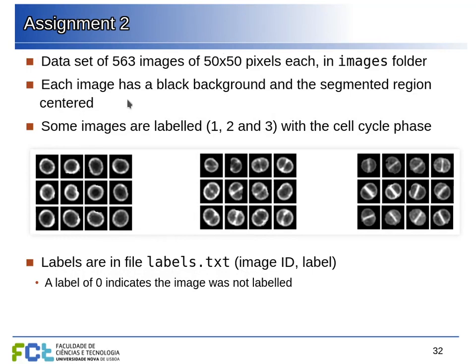You also have, out of these 563 images, each of them has 50 by 50 pixels, a text file with labels for around 60 images. You don't have labels for all the images, only for a small fraction of the images. So this is not a classification problem because we don't have enough labeled data, but there were some cases where the biologists went to look at the cells and they assigned this small group of cells to one of three phases in the cell cycle.